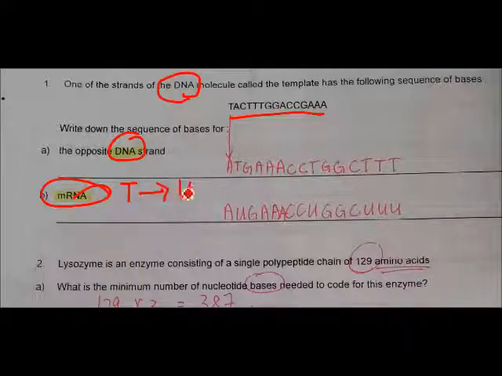Instead, you have uracil. So if you take a look at the mRNA strand and the complementary strand down here, it is exactly the same, except that wherever there is a T, it is now replaced with a U. And likewise, there are several other spots down here.